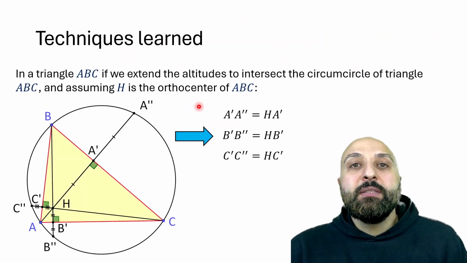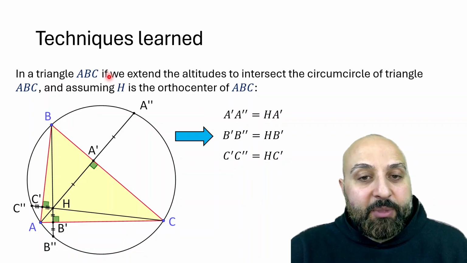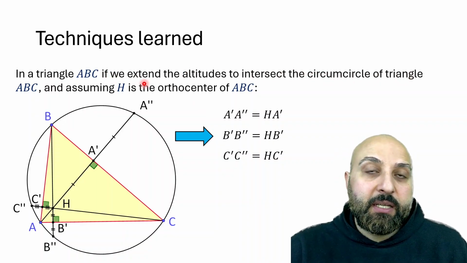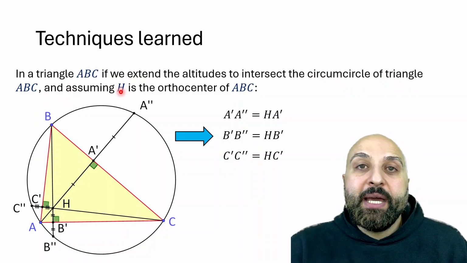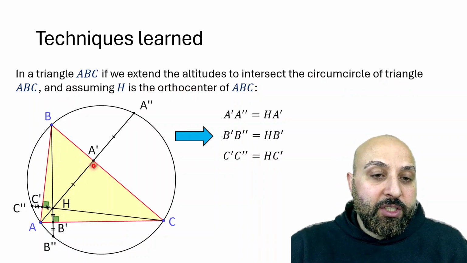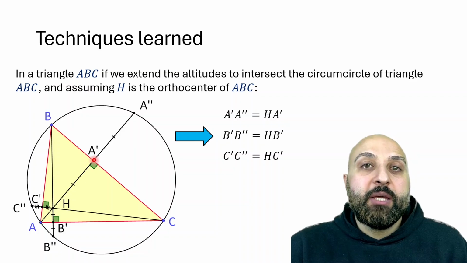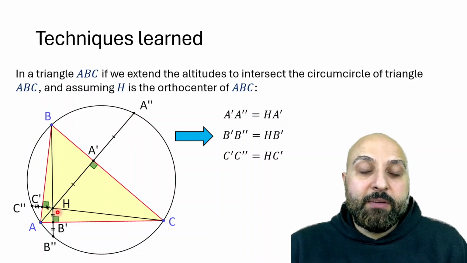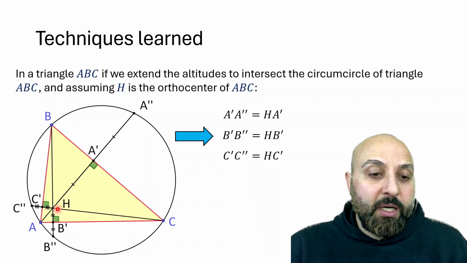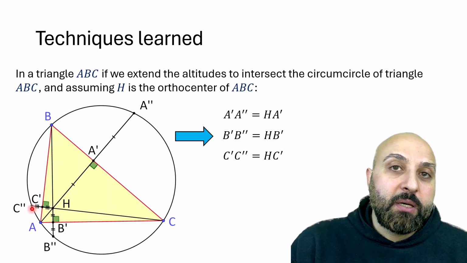Let's see what we have learned. In a triangle ABC, if we extend the altitudes to intersect with the circumcircle of triangle ABC, and assuming H is the orthocenter of ABC, we know that HA' is equal to A'A double prime. And same way for the other parts. So HB' is equal to B'B double prime, HC' is equal to C'C double prime.